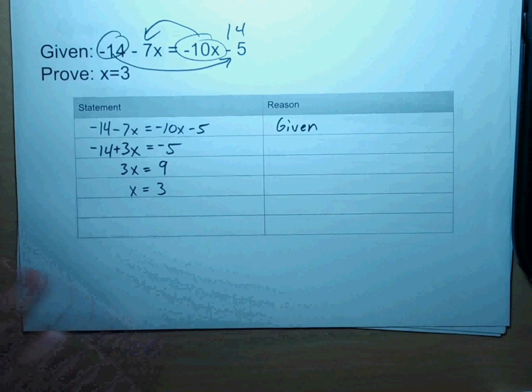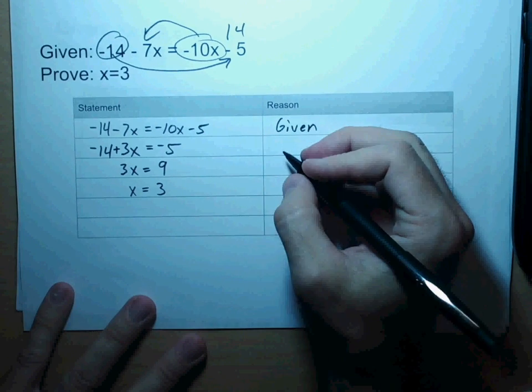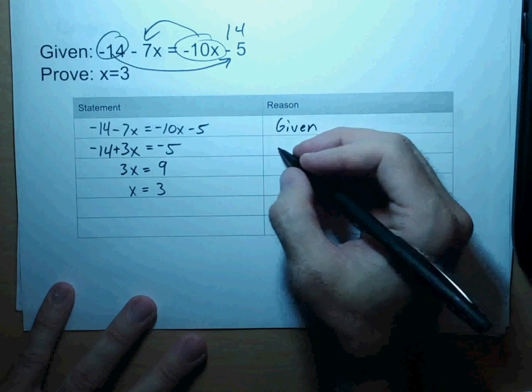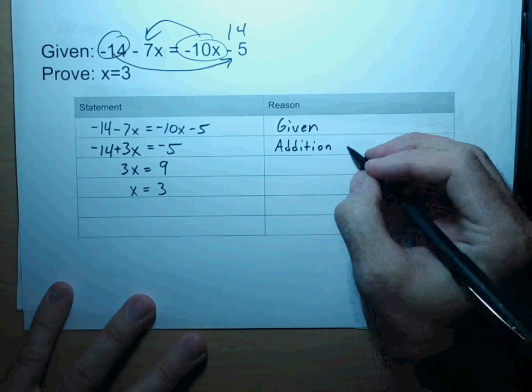Alright, now we need to write down what just happened. Yeah, we have to write down the reasons, because that's the whole idea of proofs. So the first thing, we added over the 10. So that's just going to be addition property.